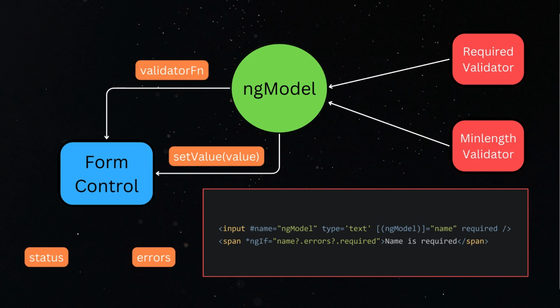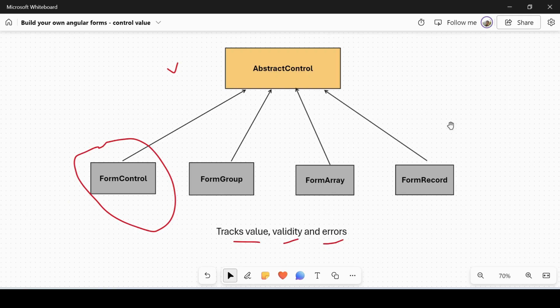So in this video we have picked one of the components in the validation process, that is FormControl. So we will deep dive into it. We will also implement it. So let's understand the role of FormControl in the entire validation process first, and then we will implement it, and we will also write the unit test cases to test our implementation.